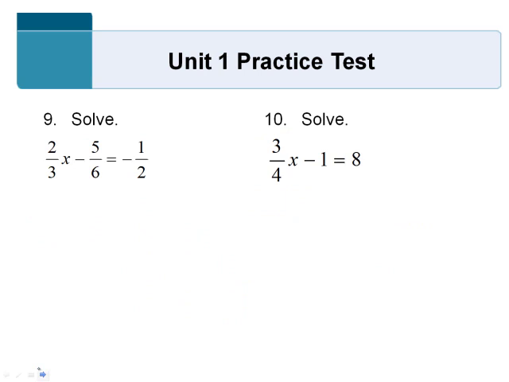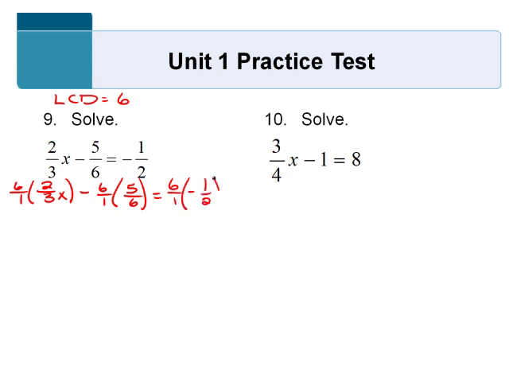Okay, number 9, we have fractions. So we're going to start by getting rid of the fractions. Look at 3, 6, and 2. Your common denominator there would be 6. So what we're going to do is we're going to put 6 over 1, and we're going to multiply it by every term. Just bring that minus sign down, let it hang out there in the middle. 6 over 1 times 5 over 6, and 6 over 1 times negative 1/2.